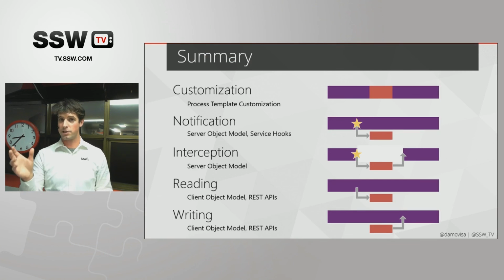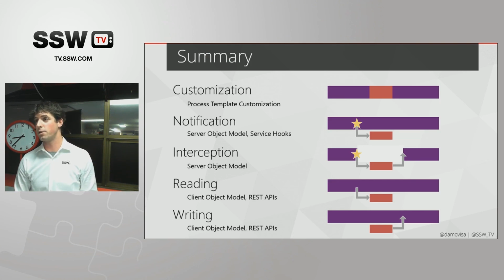So again, we looked at these different ways of integrating and the different ways you can do it. So I would recommend, as much as possible, lean towards the REST APIs and the service hooks, and try and avoid the process template customization unless there's a very good need for it, simply because of the upgrade path and the fact you can't do it in Visual Studio Online. And the same kind of thing with the client object model and the server object model. Yeah, they're really useful, but if you can do it with REST, then do that instead.